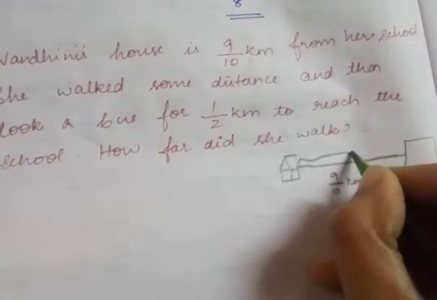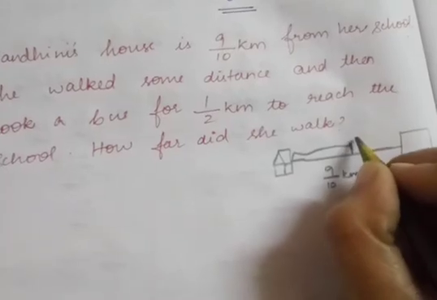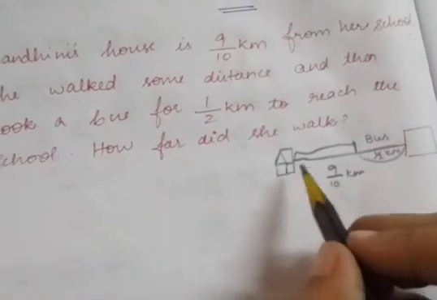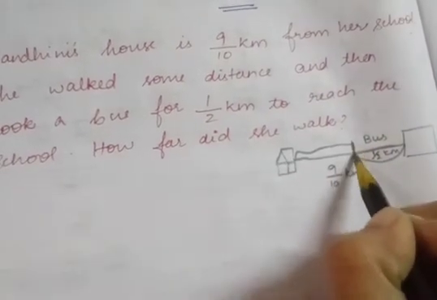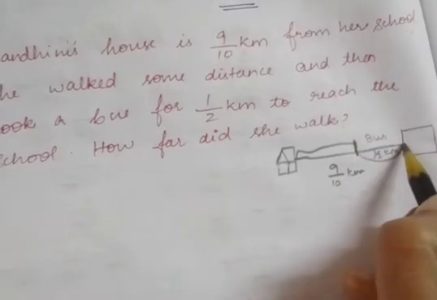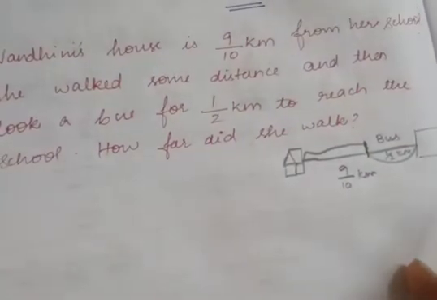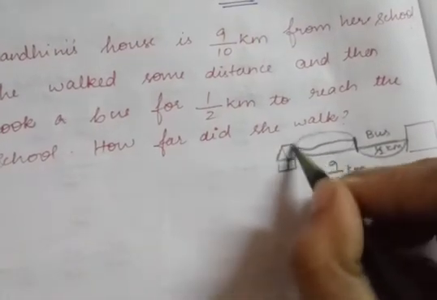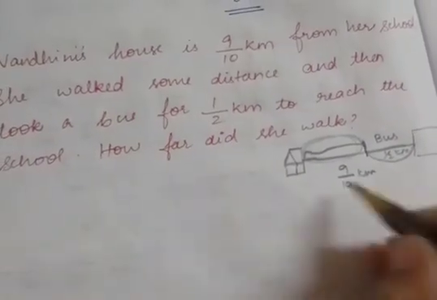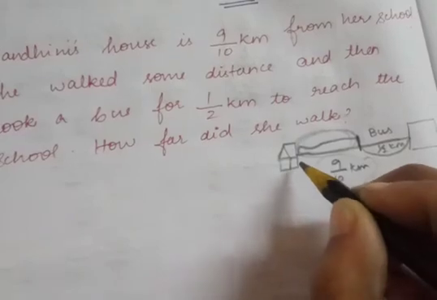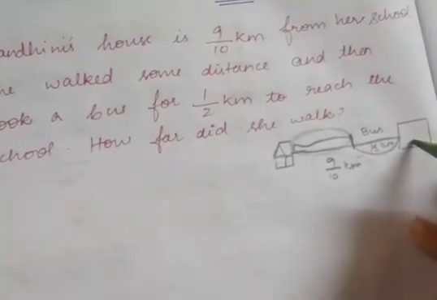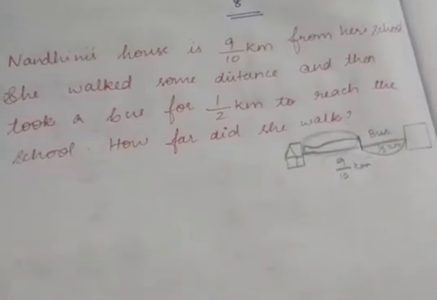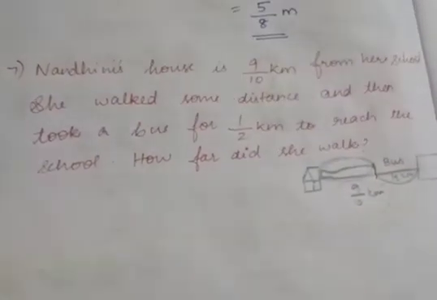Actually, she is walking till this, and from here she is taking a bus, which is nothing but half kilometer. Okay, see, from home she is walking few distance, then from here she is taking a bus to reach the school. That distance is 1 by 2 kilometer. How far did she walk? So we have to find this distance. How you will find? This is the total length of the distance from the school to home to school. Okay, in that if you subtract this bus distance, you will get this walking distance, right? So this is very easy.